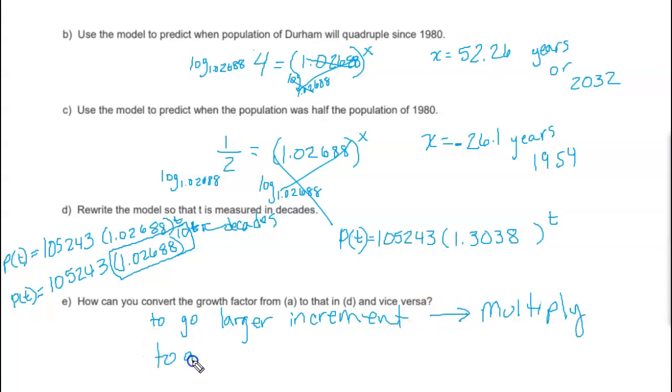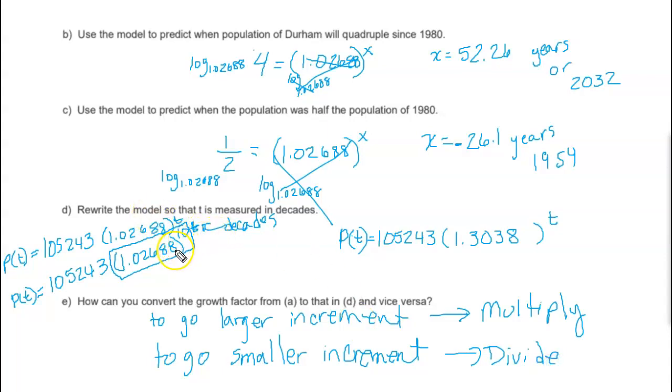But if I'm trying to go to a smaller increment of time, maybe you're going from years to months, or you're going from hours to minutes. But if you're trying to get to a smaller increment of time, then when we're writing that exponent up at the top, we want to divide. So it's t divided by whatever that amount is.